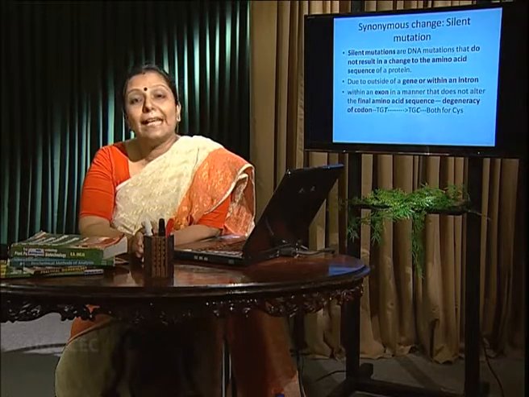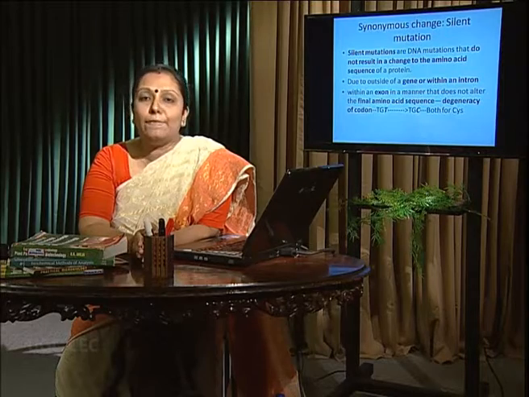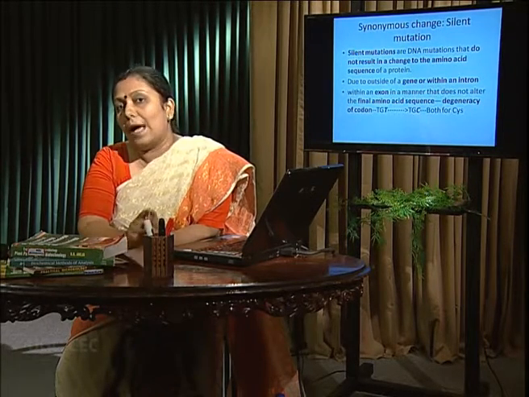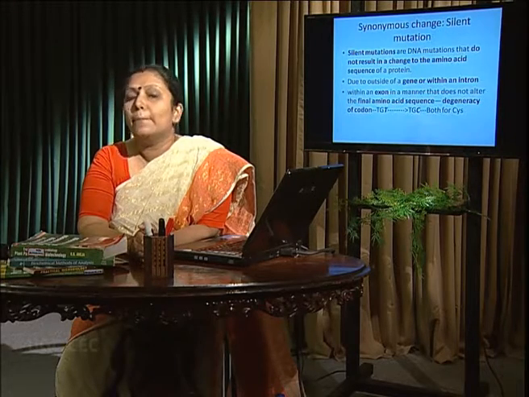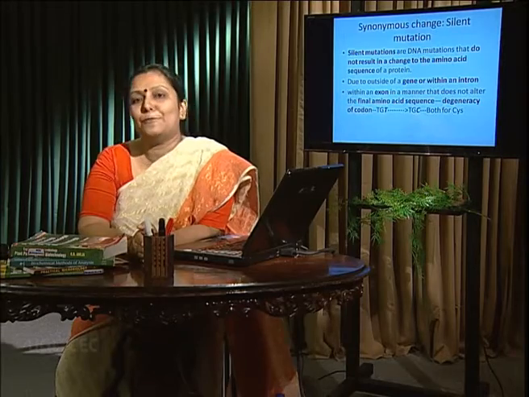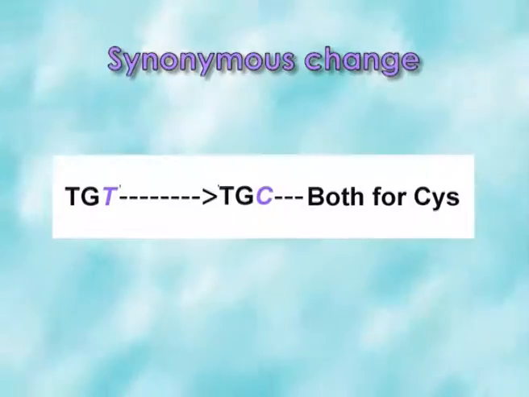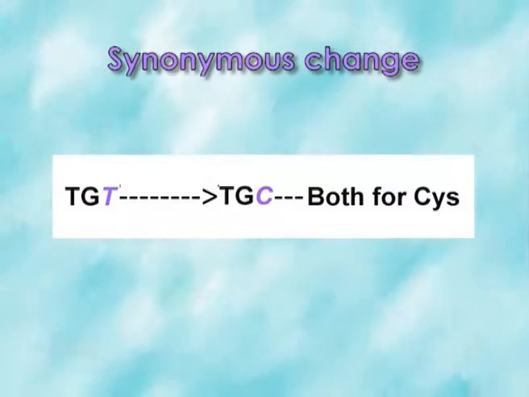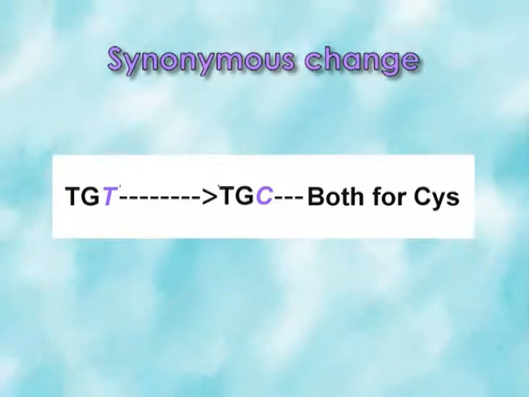synonymous change, silent mutation. Here we can find the same type of amino acid coming. So the amino acid codon may not be changed by mutation at the intron region, or at the degenerate portion of the codon. Here we see TGT is changed to TGC, T is changed by C, coding for cysteine in both. Next, synonymous neutral.